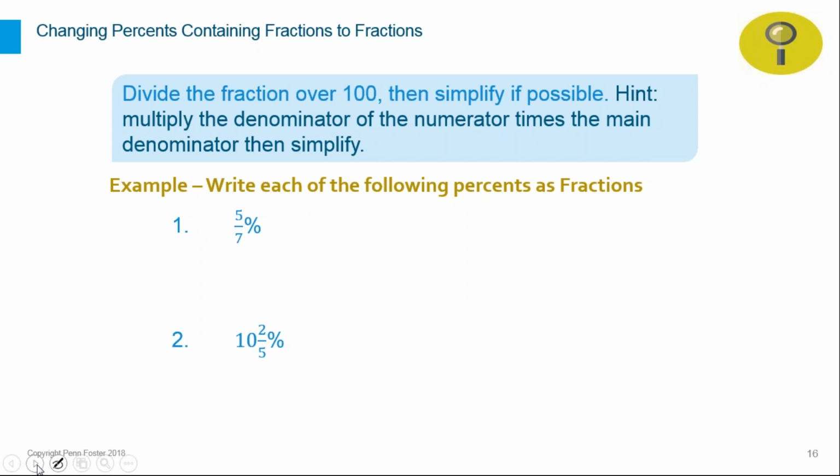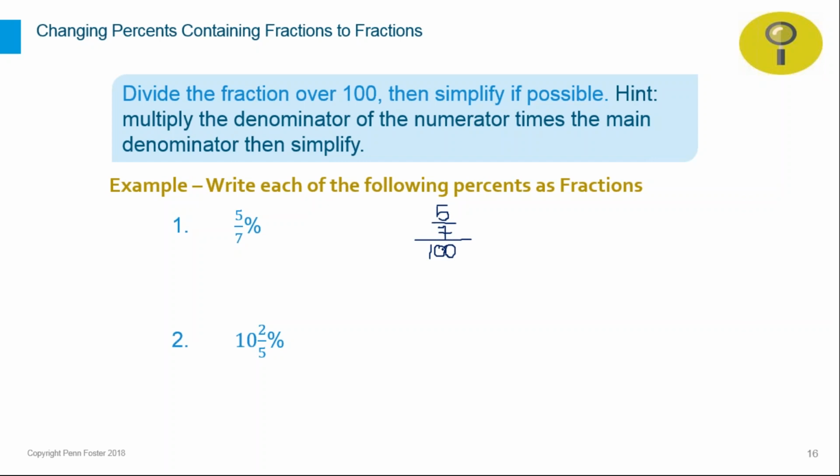Now, the main idea, I need to get rid of the sign. So to get rid of the percent sign, we divide over 100. We divide over 100. So that rule stays. So let's do that. I'm going to take my fraction, 5 over 7. I'm going to divide the fraction over 100. That may seem so strange to you to see that, but we're going to have a main denominator of 100.